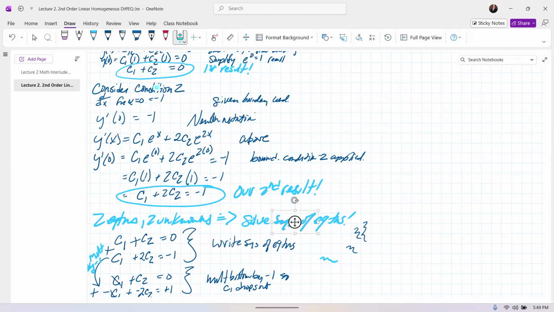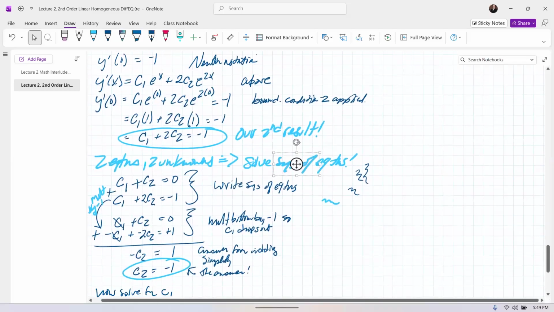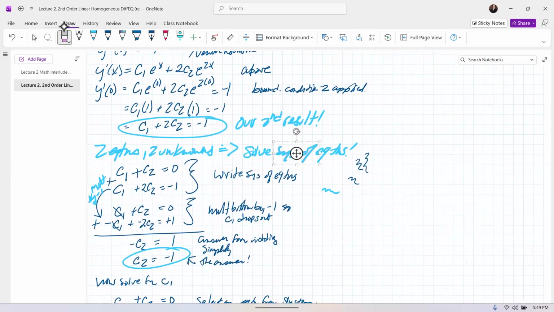So we still don't have the values for C1 and C2, but recognizing that we have two equations and two unknowns, it meant that we could go ahead and actually solve the system of equations. Sorry, just getting rid of this mess over here when the pen stopped working. And here we are solving the system of equations.